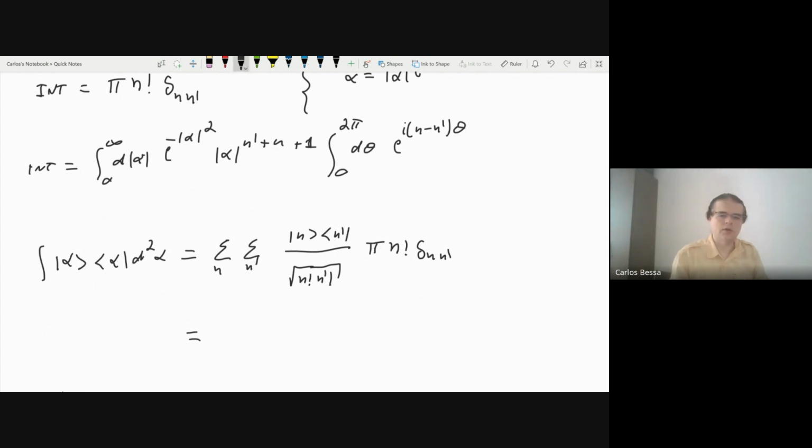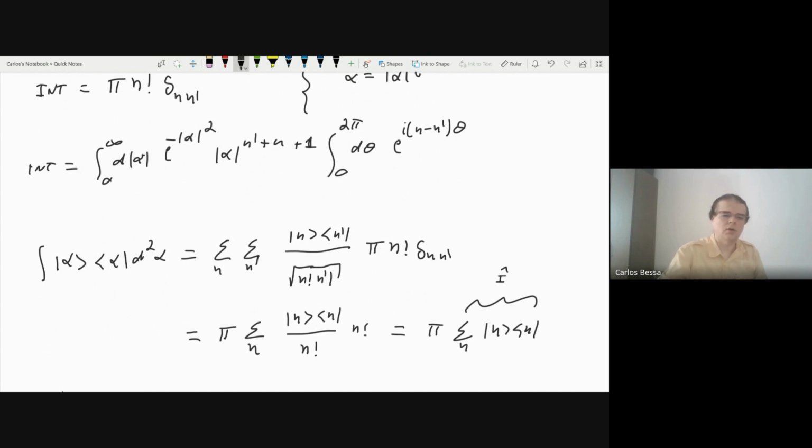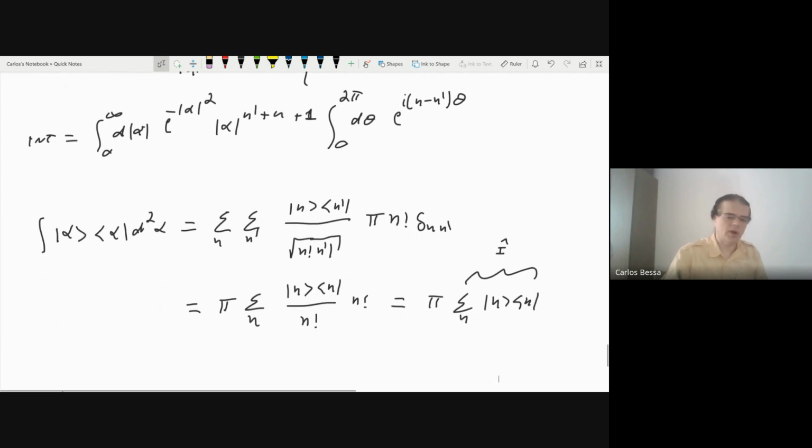Okay, and then using the delta function property, we will find that this is pi times the sum of n over n factorial, which is just pi times the sum of n. And this is the identity. Okay, identity. So the result here is pi.